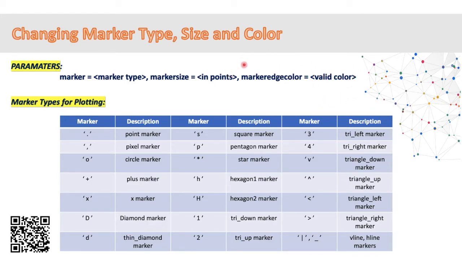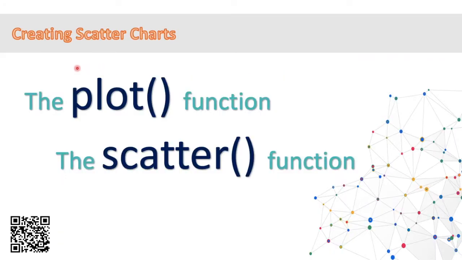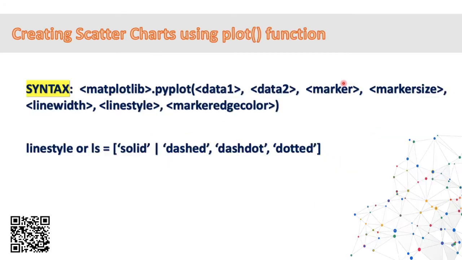Now let us try to understand how we can create a scatter graph using PyPlot. Scatter charts in PyPlot can be created using two functions. This is the first function that we can see, the plot function. Using the plot function we can create the scatter chart, and there is one more function, the scatter function. Using the scatter function also we can create the scatter chart. Now let us try to understand both the functions.